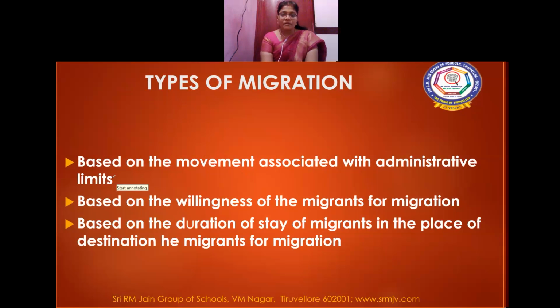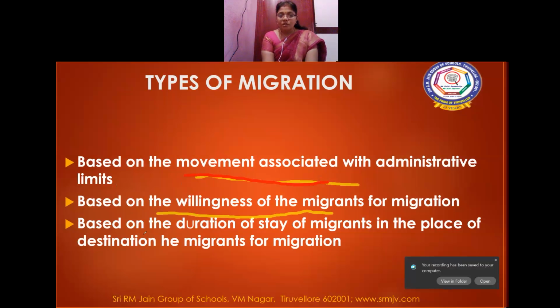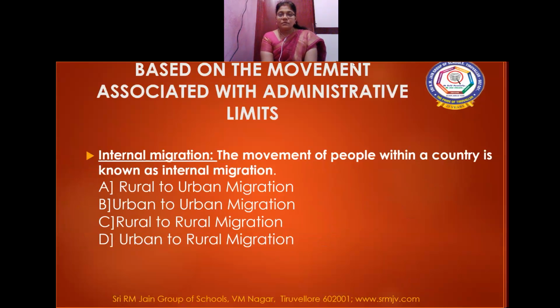So based on the movement associated with administrative limits, based on the willingness of the migrants, based on the duration of stay of migrants in the place of destination. So these are all the various types of migration we are going to discuss today. First one, administrative limits. Based on the movement associated with administrative limits, we can divide it into internal migration.